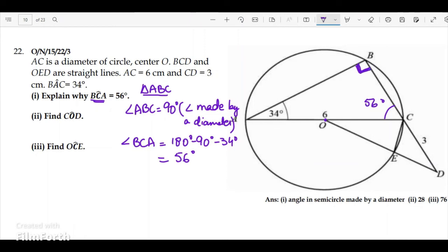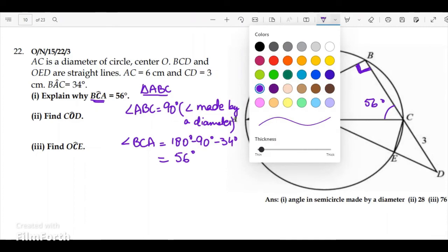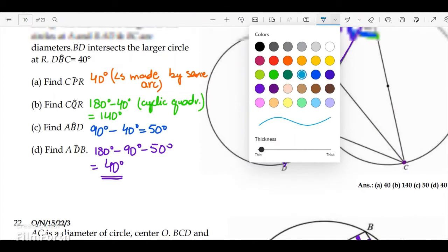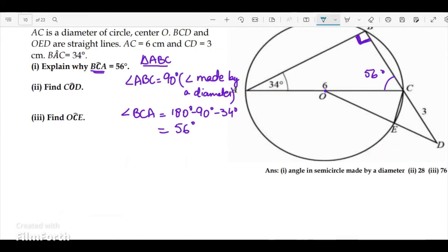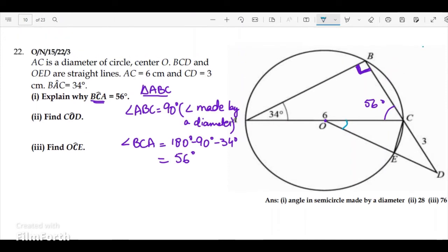Then we have to find COD. Okay. So COD is this angle right here. This is what we have to figure out. By the way, if you notice this whole AC is 6. So half of it, that means this is the radius and this is the radius, by the way. So half of it would be 3. So this would be 3 and this would be 3 as well.